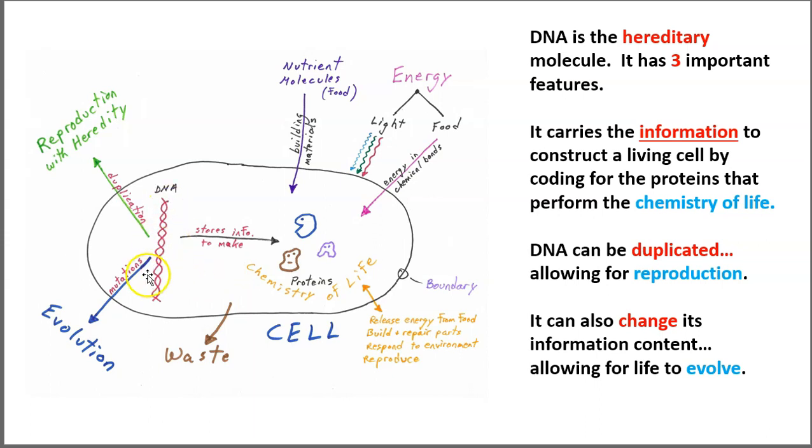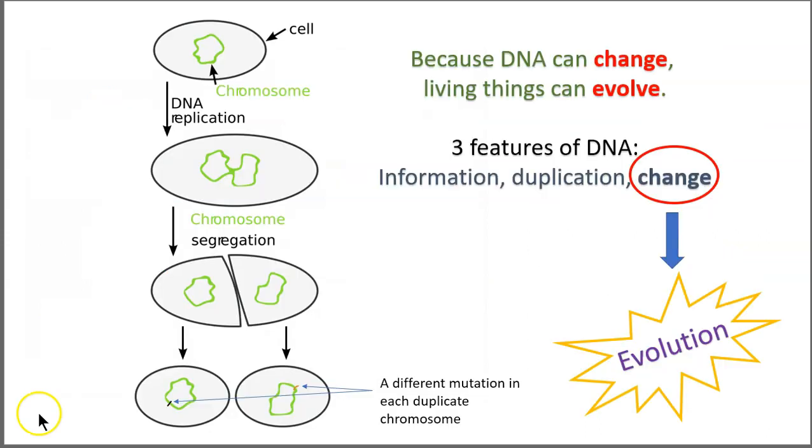And finally, when DNA is duplicated, sometimes mutations happen, and that means the offspring will be different from each other and their parents, and this means that living things can change over time. So the ability for DNA to change its information content is the key to evolution. It's the fuel for evolutionary change. And again, we have to imagine then that in 4 billion years' time, you can get a lot of change every generation with new mutations happening.